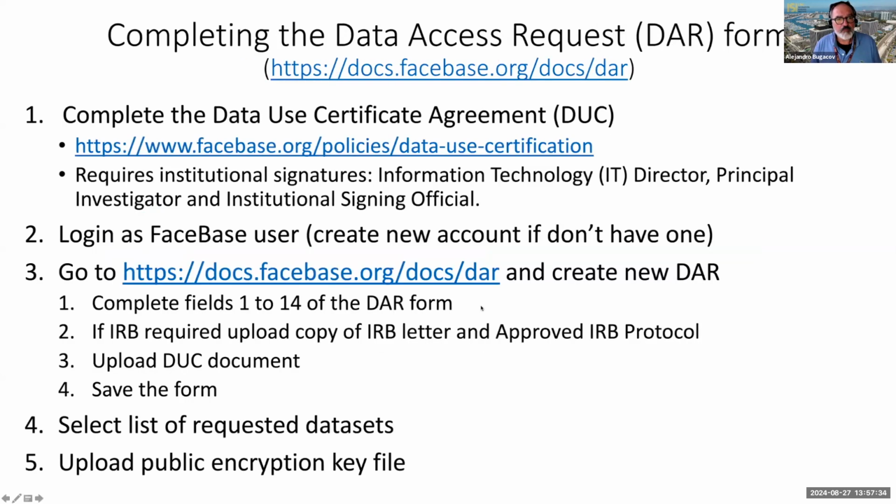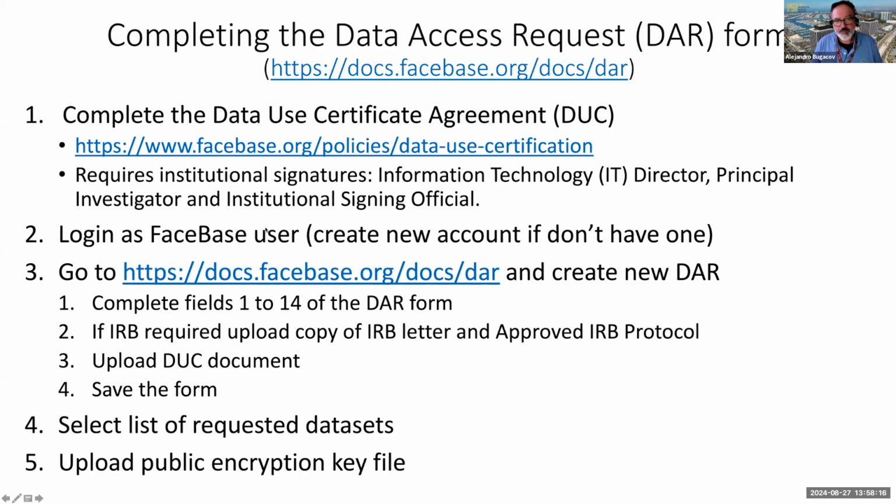Before I show you, the first step is typically to complete the data use certificate agreement, which I will show you. We have a link to it. You just need to print it and gather some signatures from your institution. Most of the time it requires a signature from the IT director, the principal investigator if you're not the principal investigator, and your institutional signing official. So these three people have to sign this document, which you will later upload to our site.